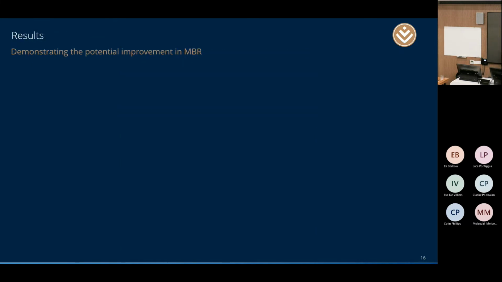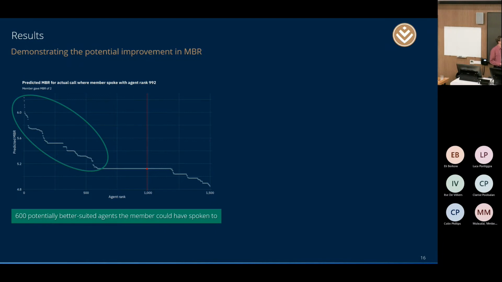We are yet to go live with this model. It will happen soon enough, but just to demonstrate this potential improvement in MBR that we may expect. There was a call where a member spoke to a randomly allocated agent, and on this call we received an MBR of 2. Now, if we run affinity matching 2.0, we can see that the agent assigned to this call was actually rank 992, so sitting around here.